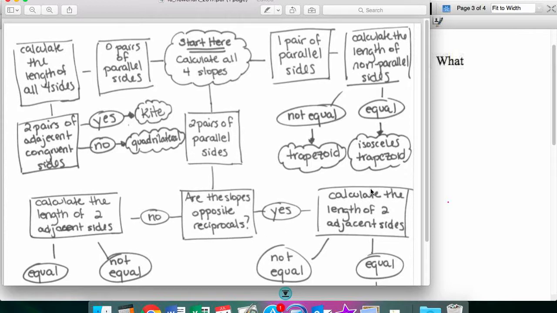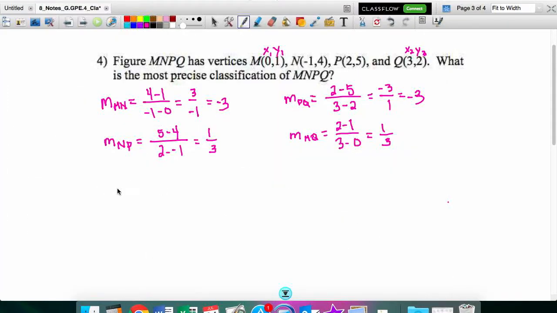Next, I want to calculate the length of 2 adjacent sides, so two sides next to each other. Because I don't have a graph, I'm going to resort to the distance formula in this problem. So let's go ahead and just pick MN. To find the distance of MN, I'm going to need to label them x1, y1, and x2, y2 once again.